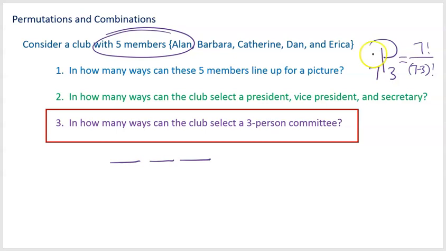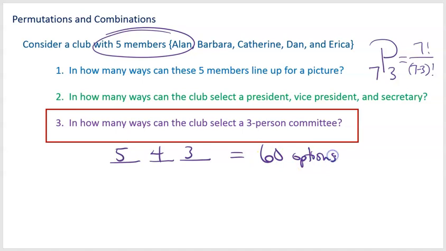Now, if we have 5 people to choose from, we have 5 ways to select the first person, right? We can't reuse people because that would mean we don't have a committee of 3 people. If we reuse somebody, that's just 1 person. So after we pick somebody, we throw them out of the list, and then we have 4 people to choose from, and then 3 people to choose from. Okay, and then that would give us, on a quick calculation, 60 options.